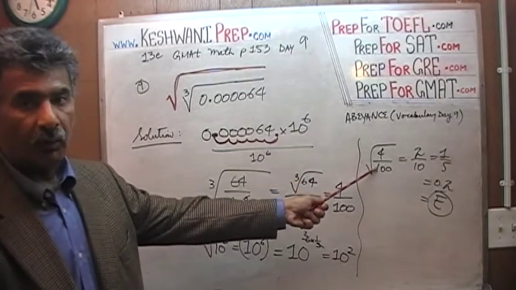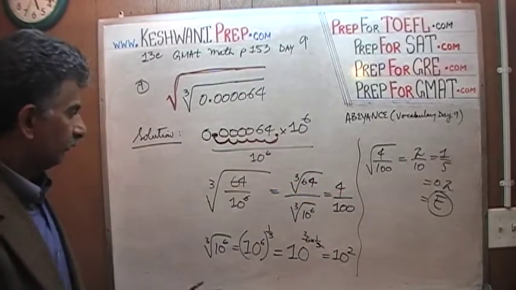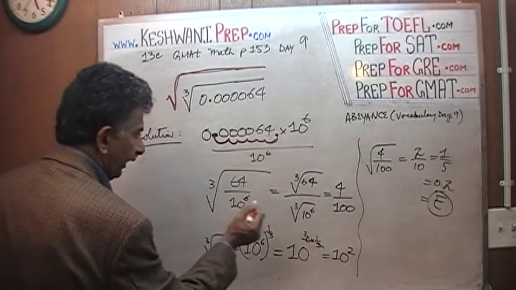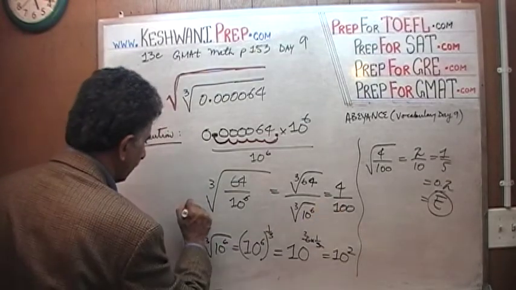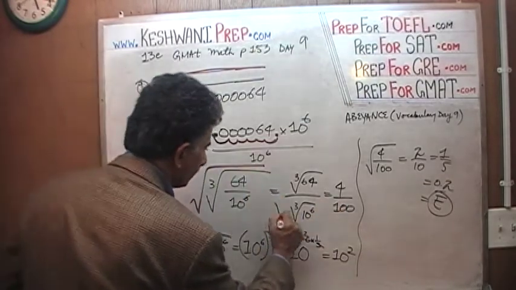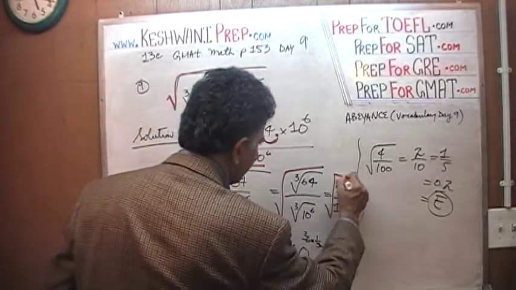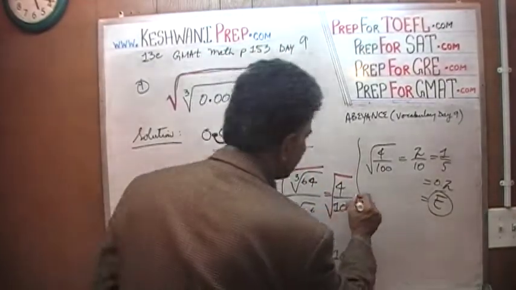And now we can take the square root of it. So essentially, after we figured out that it is 4 over 100, we took the square root of this thing, which boils down to 2 over 10, or 0.2.